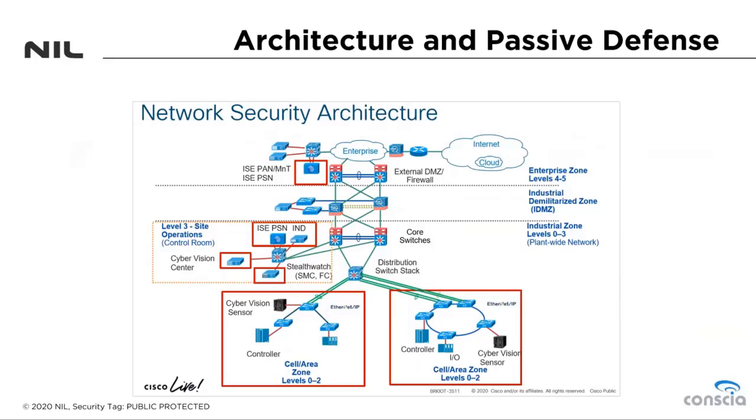The Purdue model has 5 zones. The zones between 0 and 2, which you can see on the slide, are referred to as the cell area zone. Zone 3 is the manufacturing zone, and zone 4 is referred to as the enterprise zone. The right approach to implement the Purdue model is to include a DMZ between the enterprise zone and the manufacturing zone, as you can see also in the slide. It's actually the same concept as with the internet and the corporate network. So the Purdue model gives structure and helps us to implement architecture.